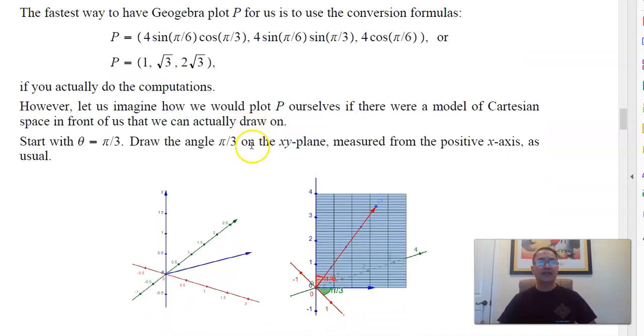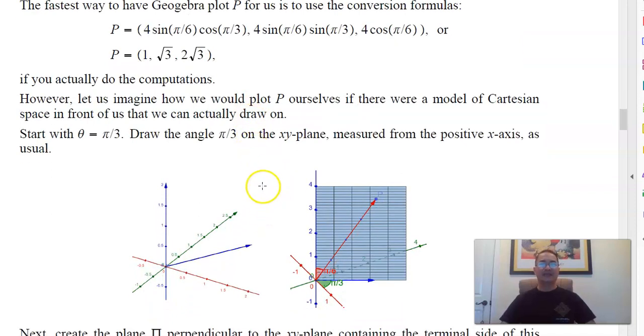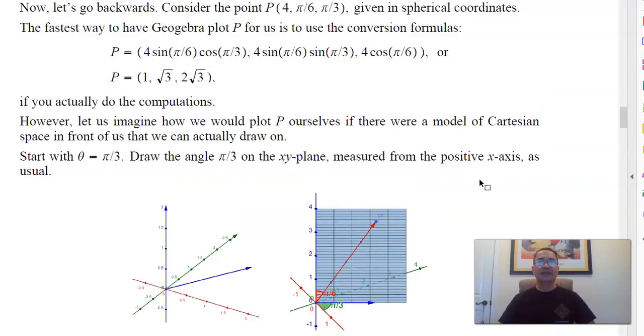What if you're doing this, in air quotes, by hand? What if we didn't have GeoGebra? How would you draw this point in space? This is how I like to think about it. Start with the angle theta, pi over 3. That's this angle over here. It's on the xy plane.